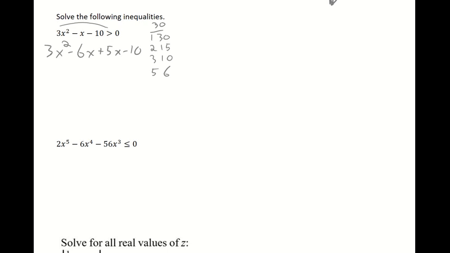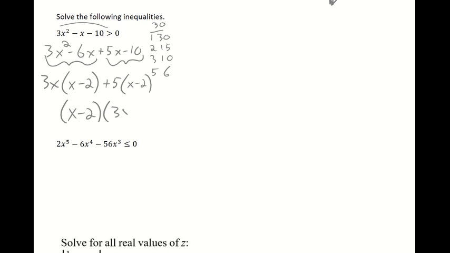Then we can factor by grouping. So 3x squared minus 6x, we can factor out a 3x. 5x minus 10, we can factor out a 5. Then we factor out an x minus 2, so we have x minus 2 and then 3x plus 5 as our factors. So we know that that is greater than 0, and we will make our sign chart in part 2.